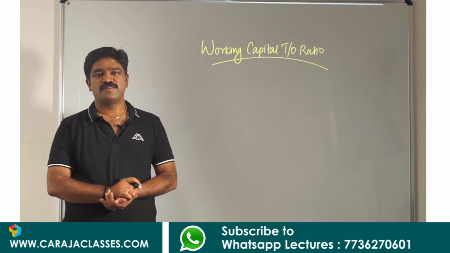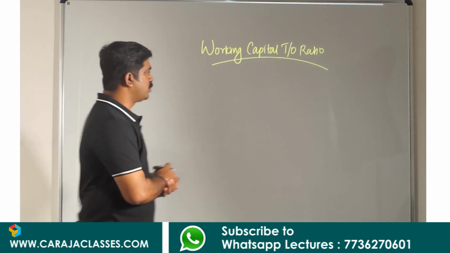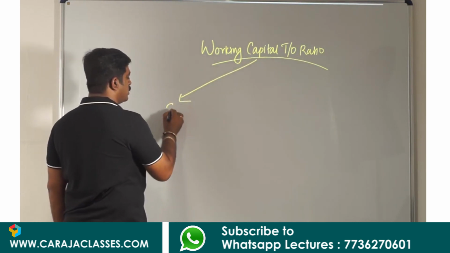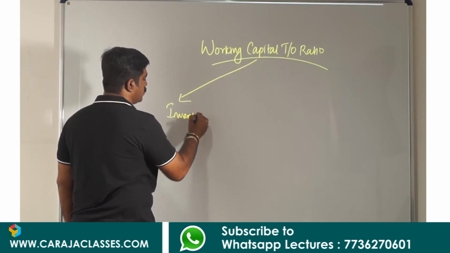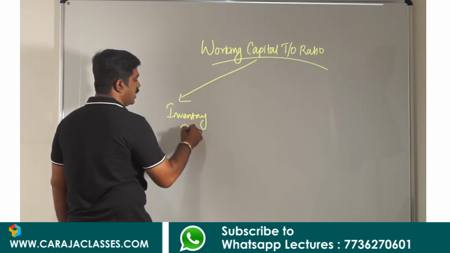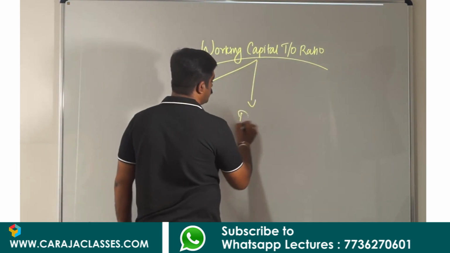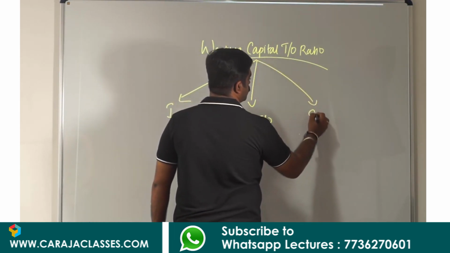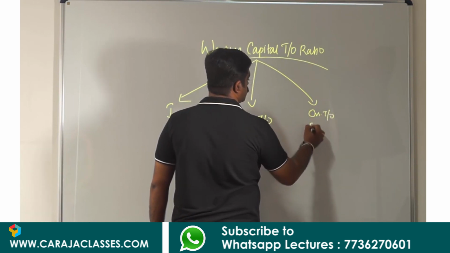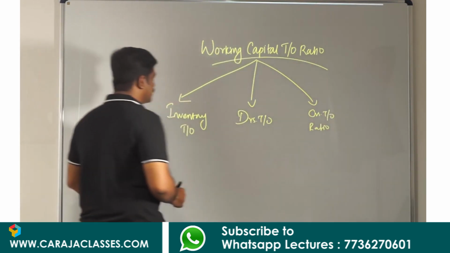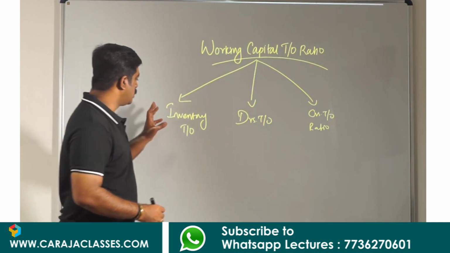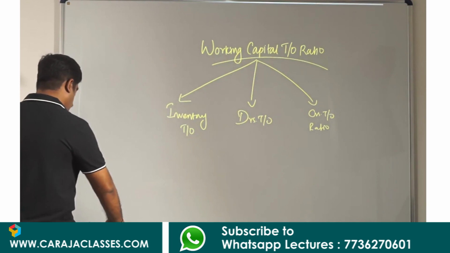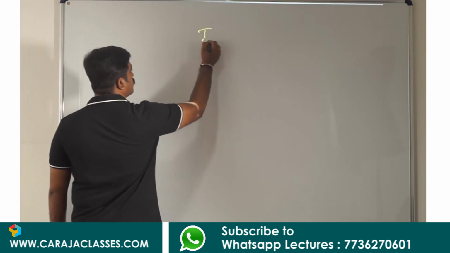Let's move on to the next set of turnover ratios, that is, the working capital turnover ratios. As already indicated, we have three ratios in this. Number one is inventory turnover ratio. Then we have debtors turnover ratio and creditors turnover ratio. So in this session, let's see how to find out inventory turnover ratio, debtors and creditors, all three. To start with, inventory turnover ratio.